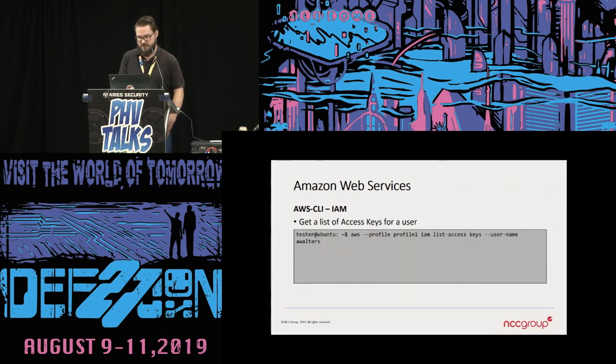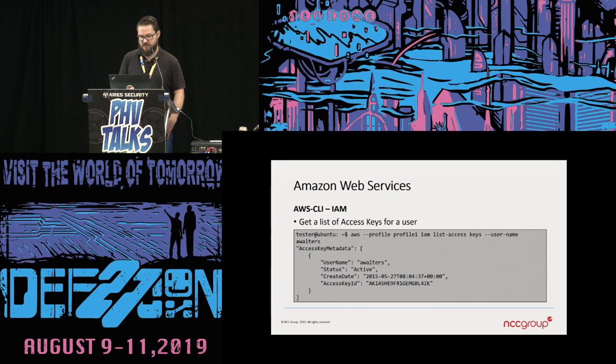Probably good to look at. So first thing we want to do on a user is get a list of the access keys. This is what gives them programmatic access to the API. So we'll run this command specifying the username.